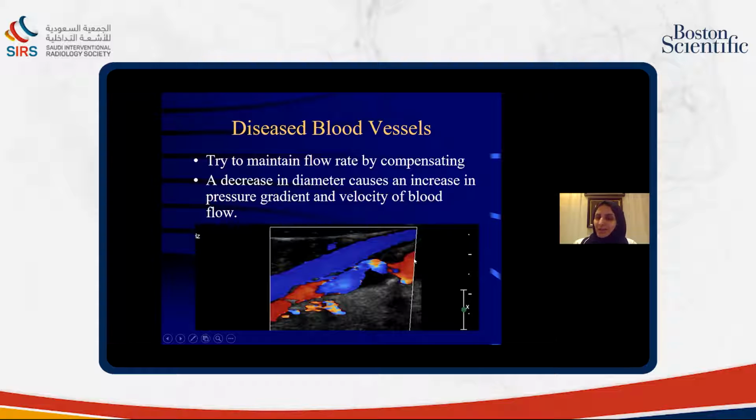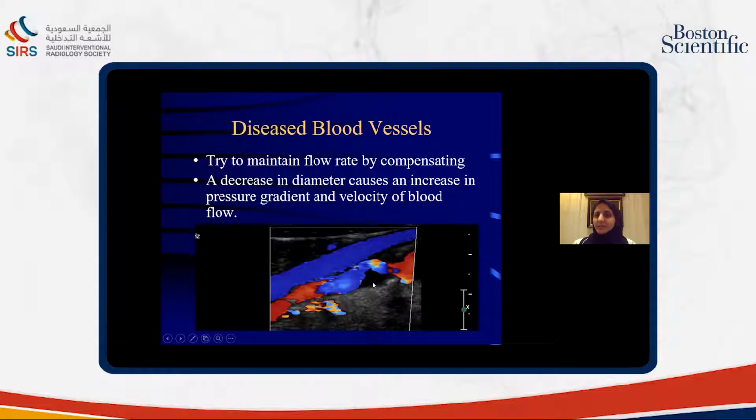So pressure before the stenotic area will be high, and pressure after the stenosis area will drop down. And the velocity at the area of the stenosis will be very high.